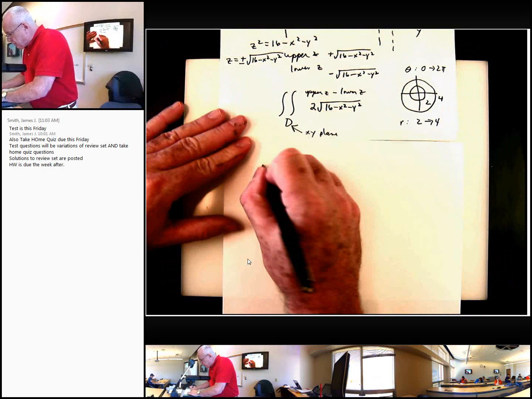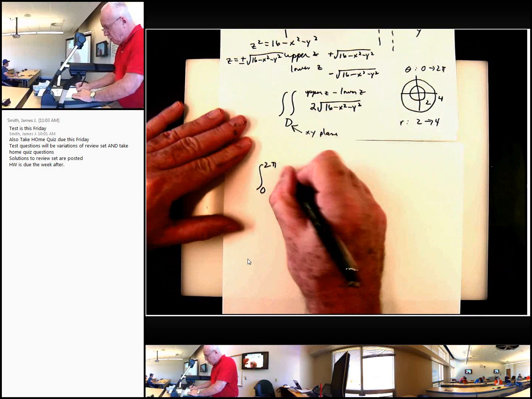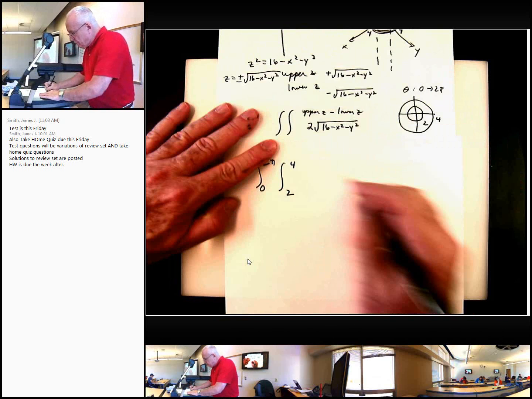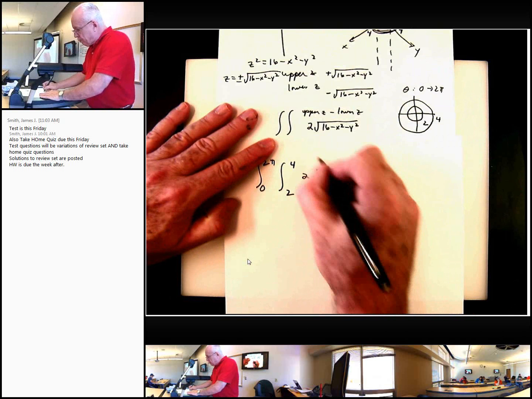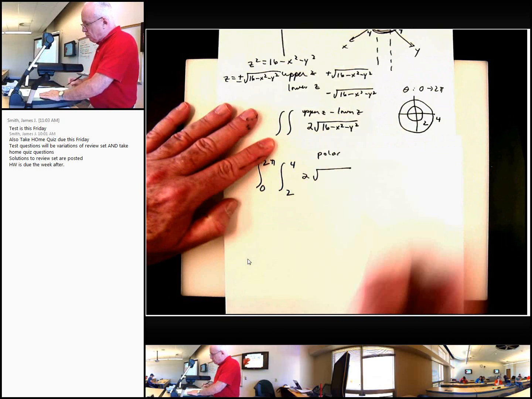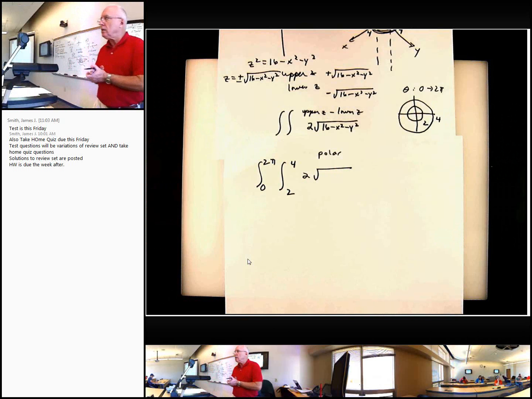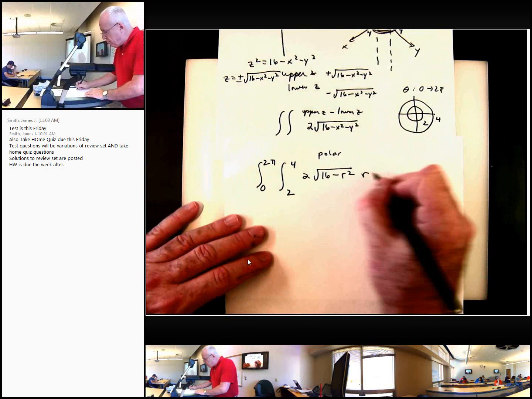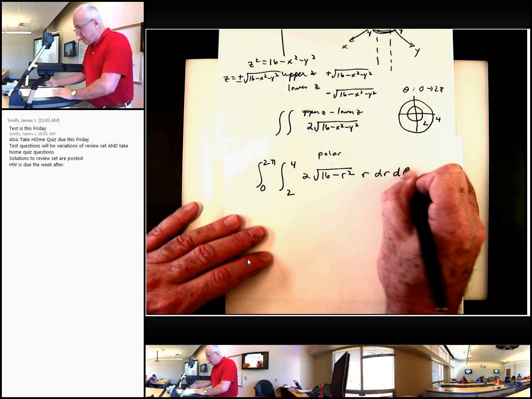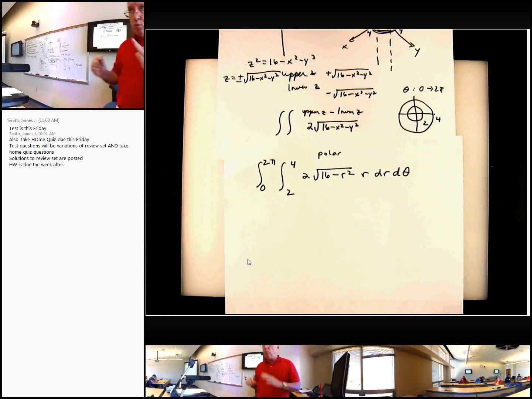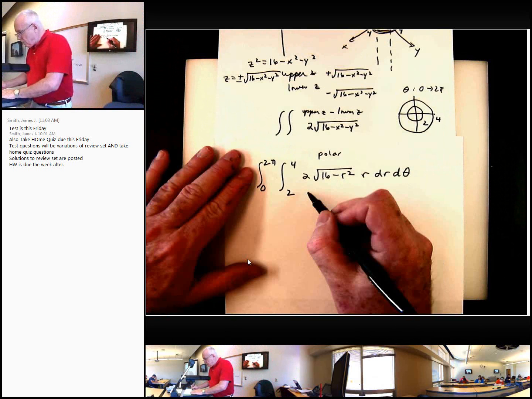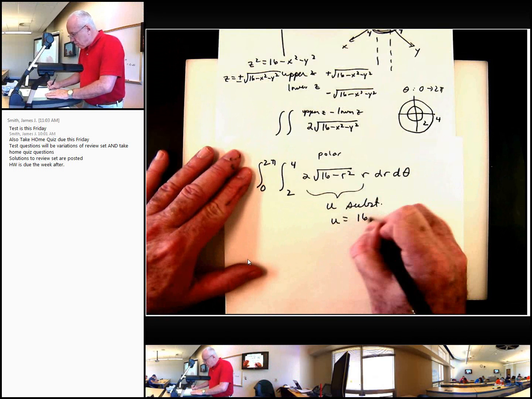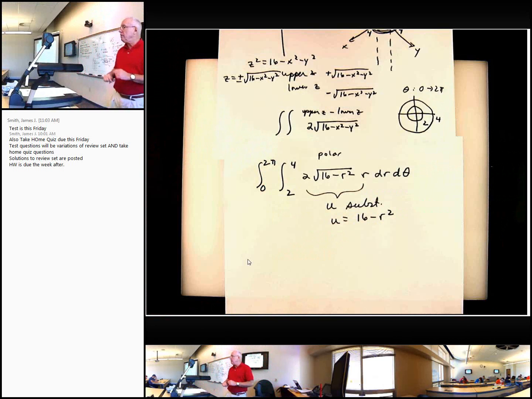So we're going to do theta from 0 to 2 pi, R from 2 to 4. Now this is what we're integrating: 2 times the square root. Now I want to put this in polar coordinates. So how am I going to represent that inside the square root? 16 minus R squared, and then don't forget, I then tack on R dr d theta. So this is how the problem works out. And then I use a U substitution, where U is equal to 16 minus R squared, and I can finish the problem with that.